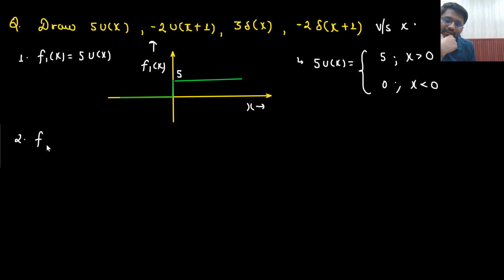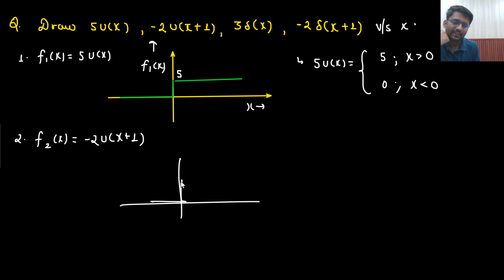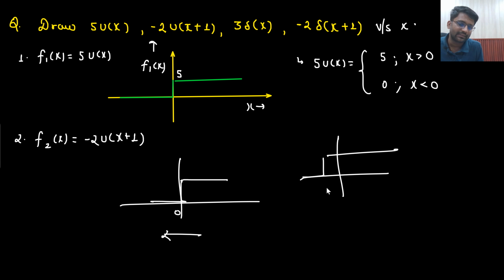Secondly, f2(x), you need to define minus 2u(x+1). So first of all, forget about this minus 2. Let me know the graph of u(x+1). This is the graph of u(x). What will be the graph of u(x+1)? Plus 1 means it will be shifted by 1 towards the left hand side. So the graph of u(x+1) will be like this. And now this graph, what is the value here? The value will be 1.